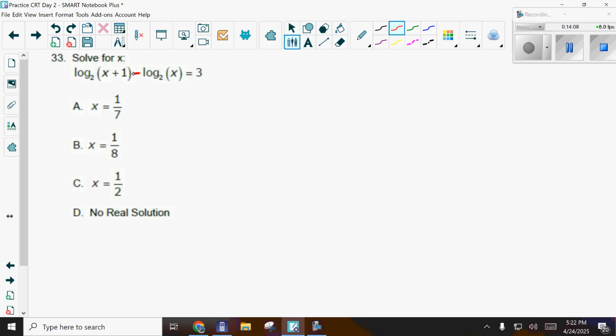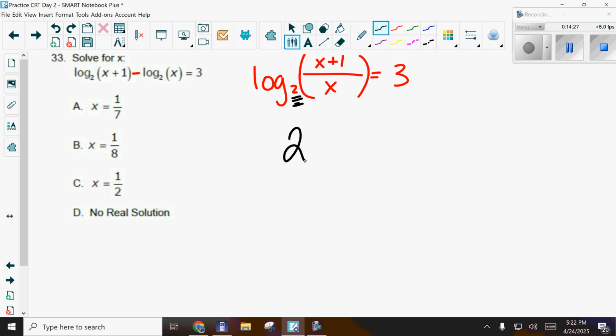There's 2 different logs here, but there's a minus sign, so that tells me I can write it as 1 log with a fraction. So the first one is x plus 1, and the second one is x. The other side is 3. Now at this point, we're kind of stuck, because it's got the x inside of the log. So again, it's all about the base. So I'm going to take a big base, and I'm going to flip-flop all of this stuff. So 2 to the third is equal to x plus 1 over x. And then I'm going to write 2 to the third is 8.